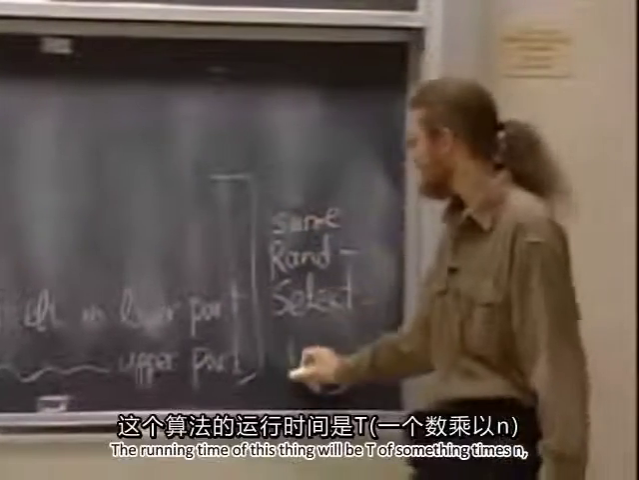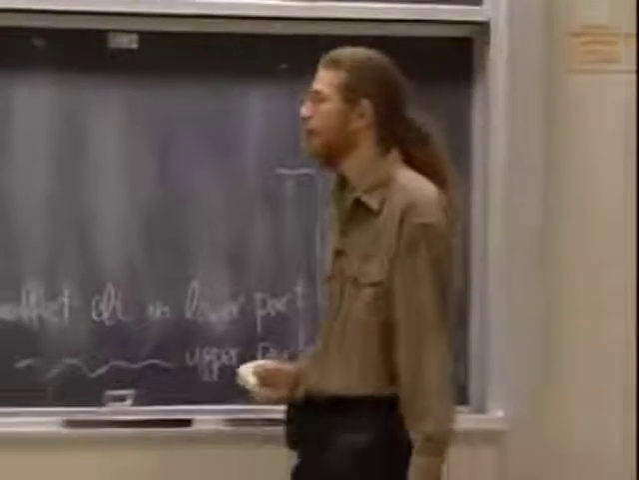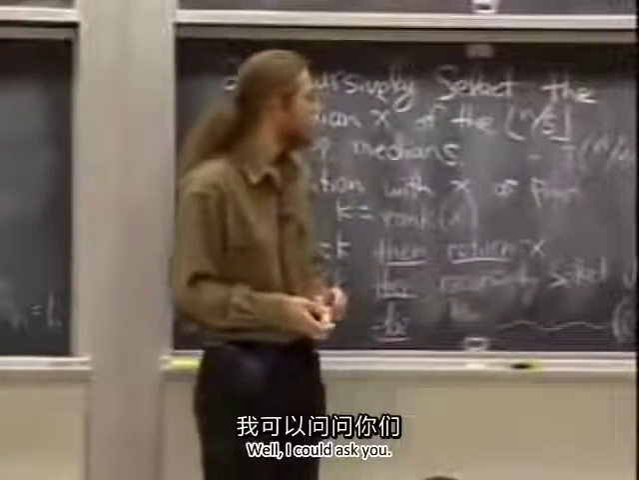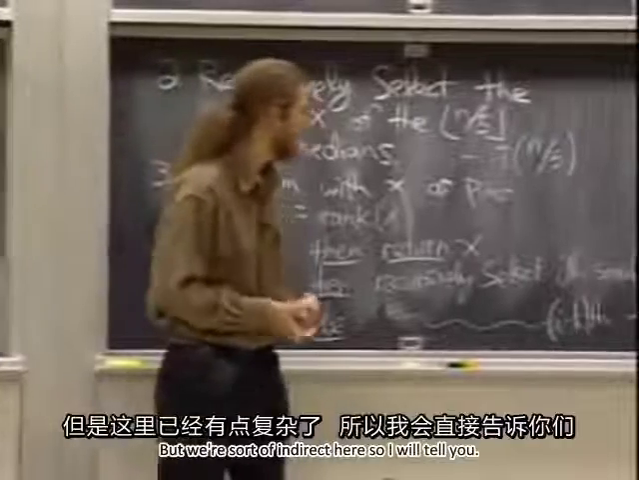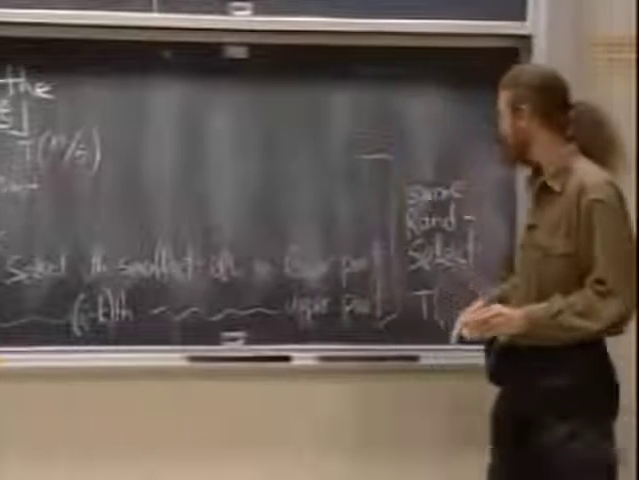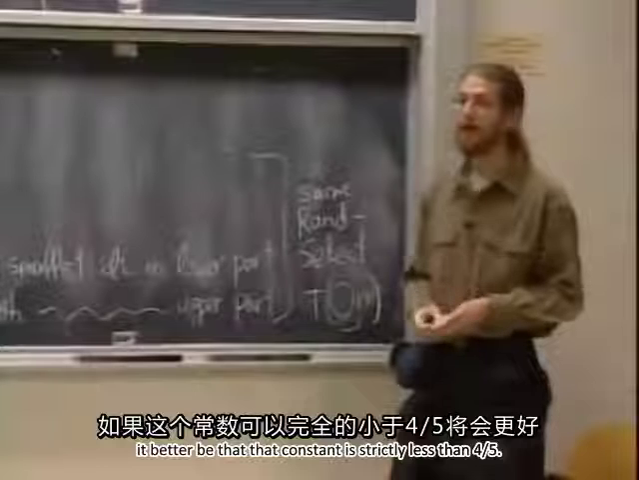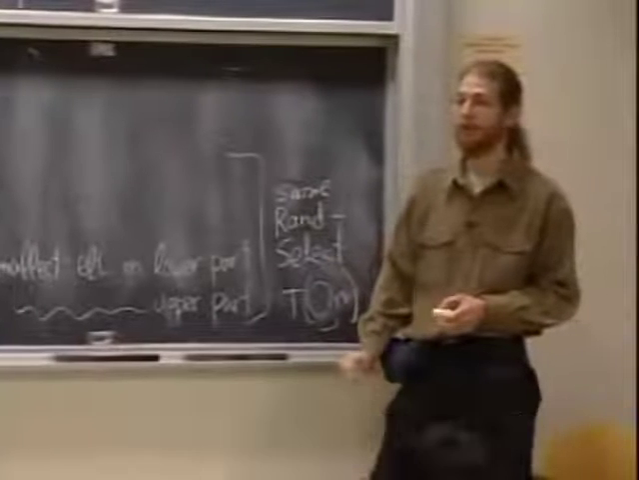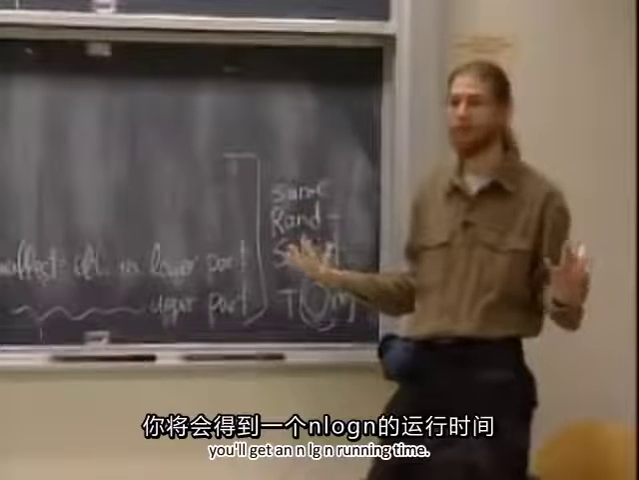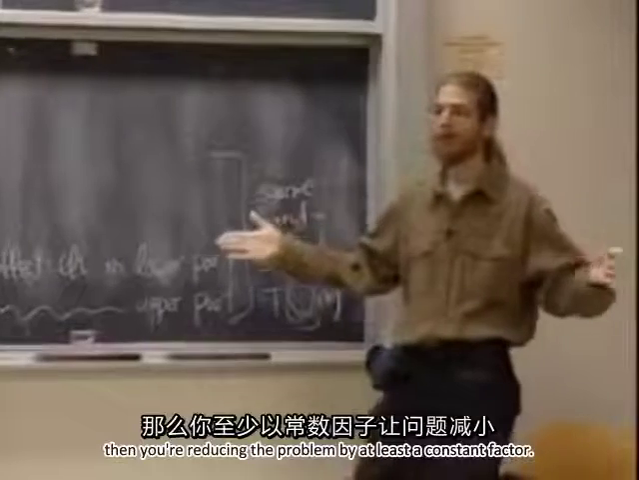The running time of this thing will be T of something times n. We don't know what the something is yet. How big could it be? I could ask you, but we're sort of indirect here, so I'll tell you. We have already a recursive call of T of n over 5. It better be that whatever constant, so it's going to be something times n, it better be that that constant is strictly less than 4/5. If it's equal to 4/5, then you're not splitting up the problem enough, you get an n log n running time. If it's strictly less than 4/5, then you're reducing the problem by at least a constant factor.